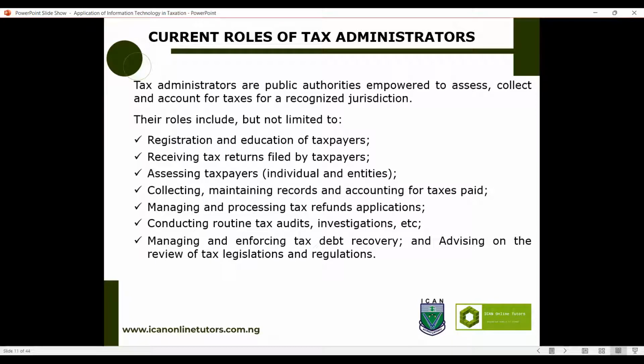Classified by taxpayers. They assess taxpayers, both individual and entities. They collect, maintain records, and account for taxes paid. They manage and process tax refund applications. This is where taxpayers have paid in excess and there is need for a refund.